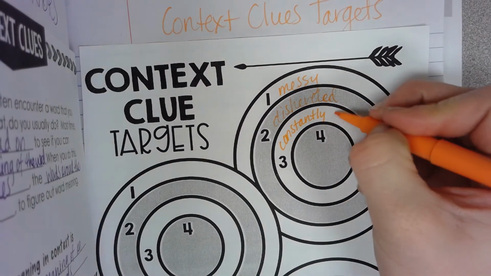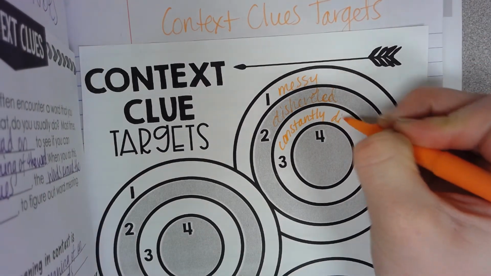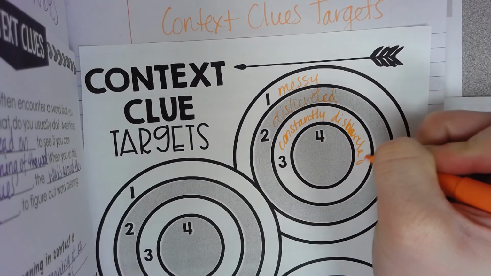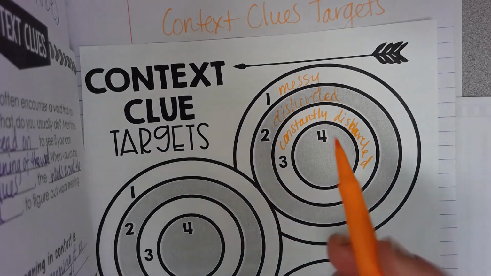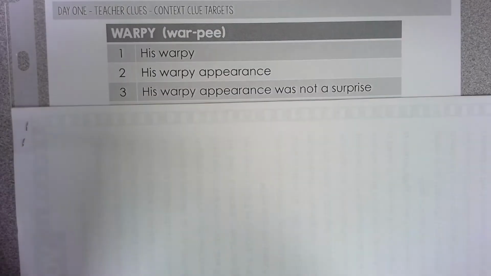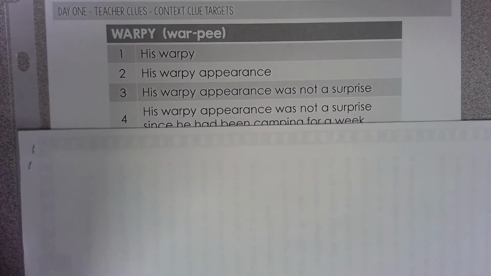Don't feel like you have to write all of these same things that I am. Constantly, oops, I spelled it wrong. Disheveled. Okay, constantly disheveled, which I have right up here also. Okay, so this 4th clue is going to be the rest of the sentence for us. It should give us the best meaning of what this word means.